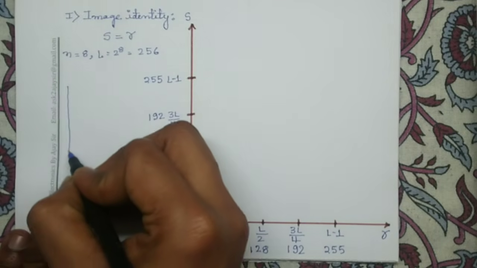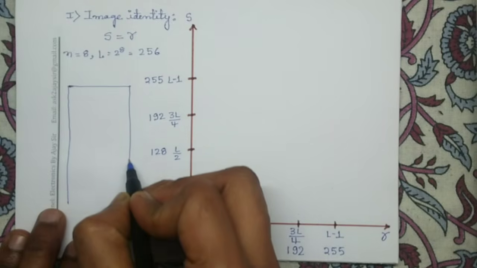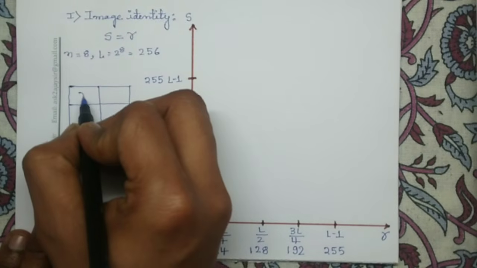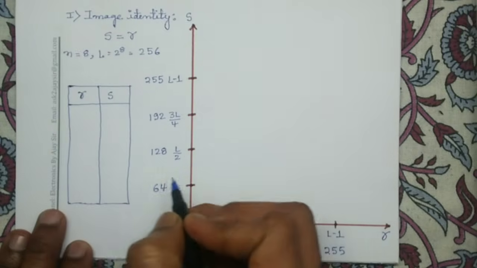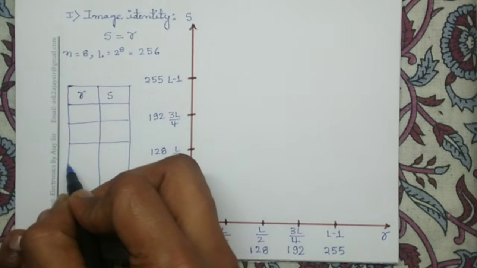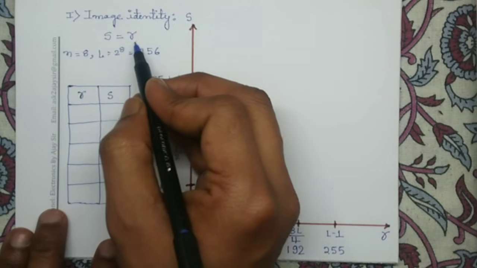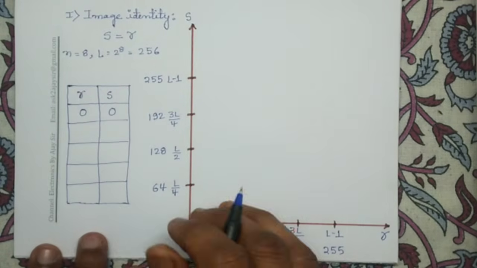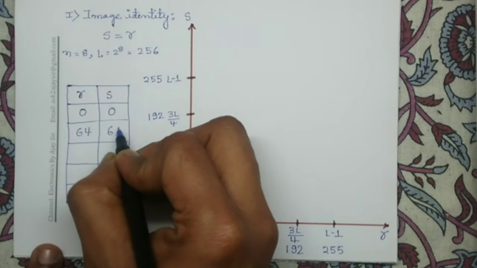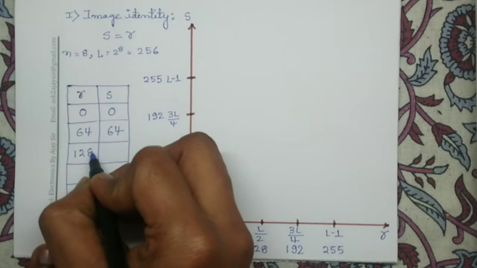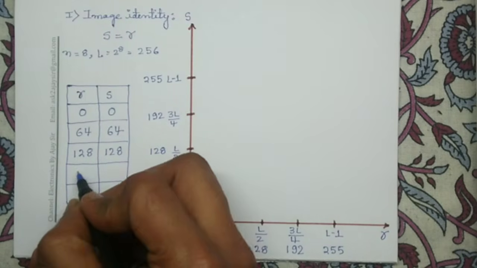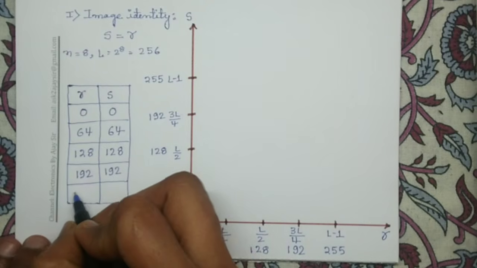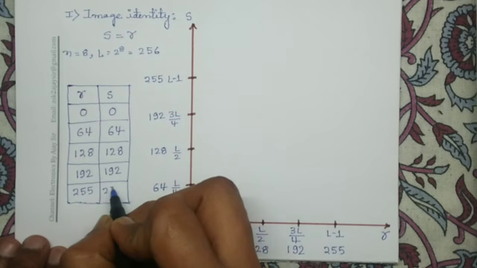Now here we will make a small table. This side we will write the input intensity level R, and this side we will write the output intensity level S. The mathematical equation of image identity is S equals to R. So if R equals to 0, S is also equals to 0. If R equals to 64, S is also equals to 64. If R equals to 128, S is also equals to 128. If R equals to 192, S is also equals to 192. And if R equals to 255, S is also equals to 255.